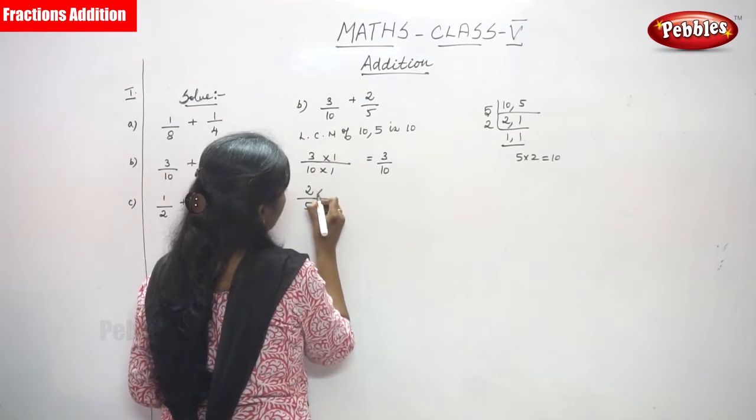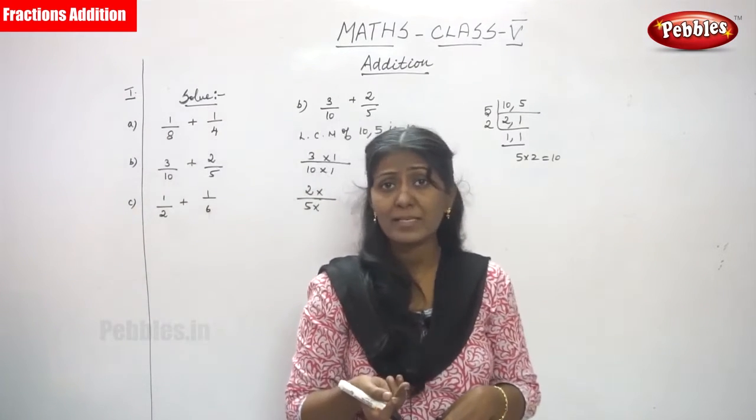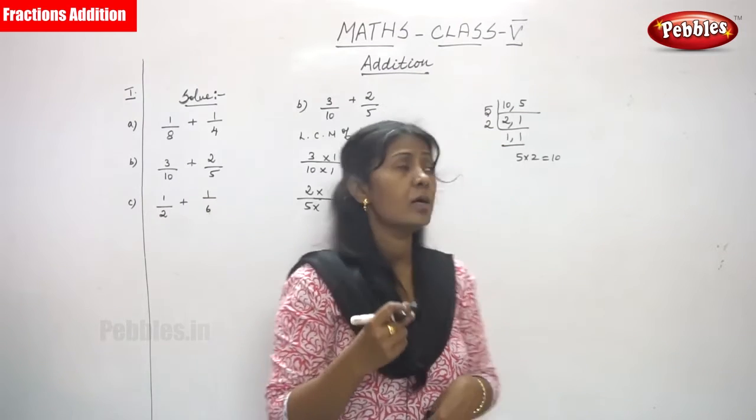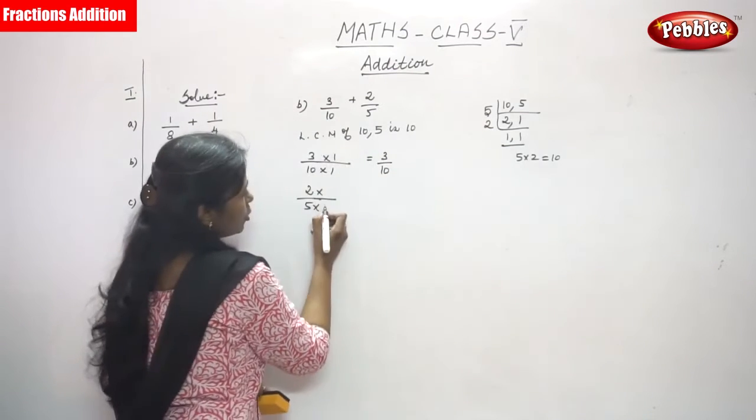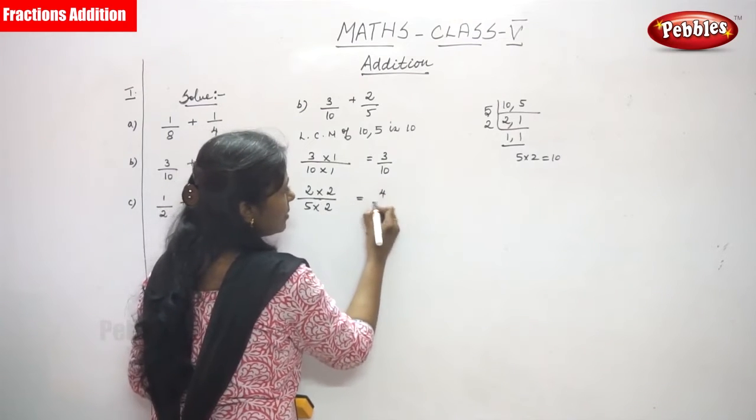The next one is 2 by 5. I have to make this 5 the common LCM, the common denominator. So I have to multiply by 2. So if the denominator is multiplied by 2, the numerator is also multiplied by 2. So you get 4 by 10.